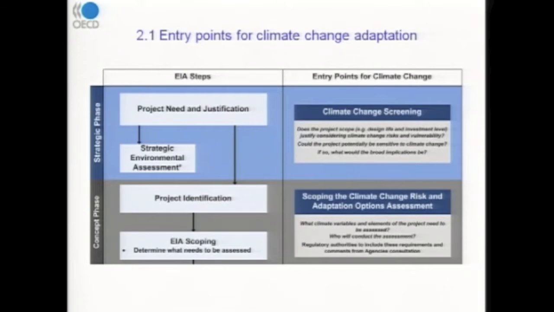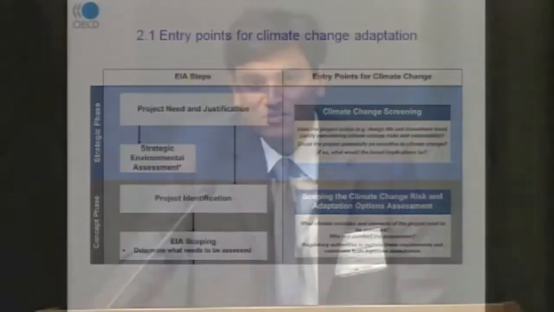At this stage, as part of this decision-making stage, some key questions that could be addressed are, does the project scope, for example, its design life, in an investment level, justify considering climate change risks and vulnerability? In terms of the design life of the project, obviously, if you have projects which have a much longer design life, then a priori, there's much more need to consider future climate change risks. Another critical question is, could the project potentially be sensitive to climate change?